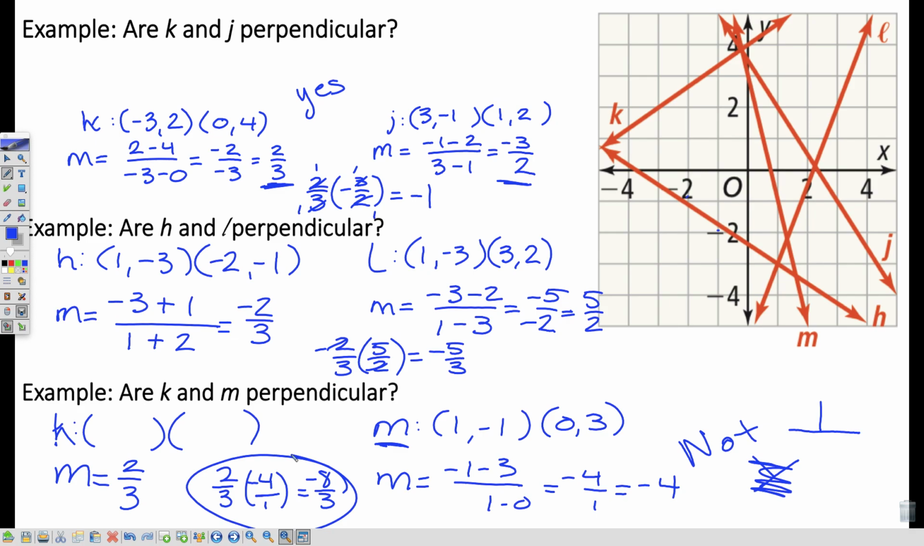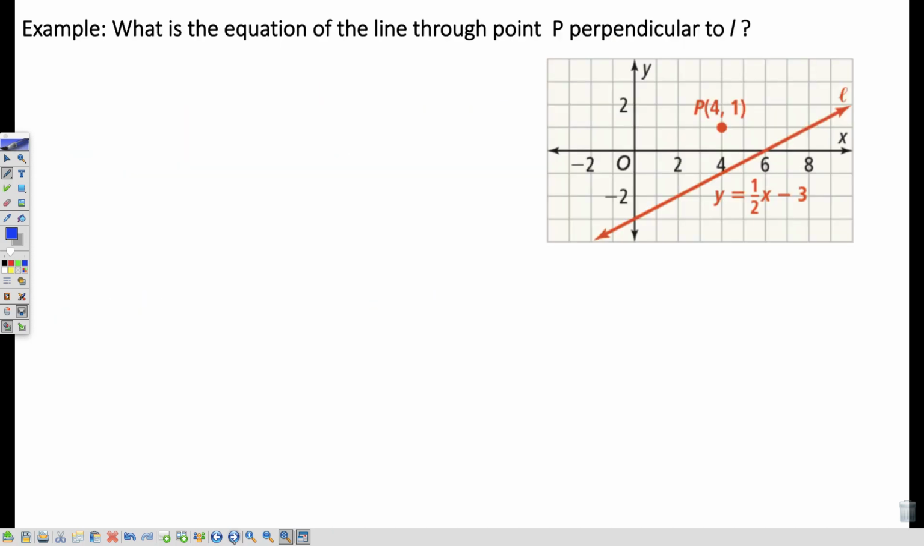So we have 2 more examples with perpendicular equations. We have to write perpendicular equations. So to figure out if it's not perpendicular, you multiply them like this. Now the other thing is we want to have 2/3 and -3/2. So they're negative reciprocals of each other. And that's what we're going to use on this next one.